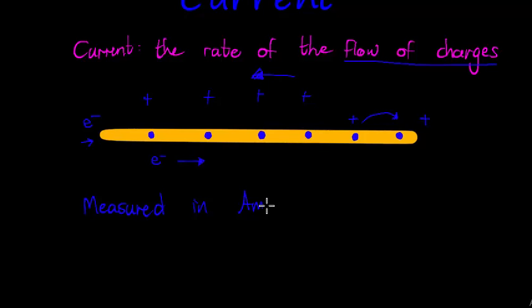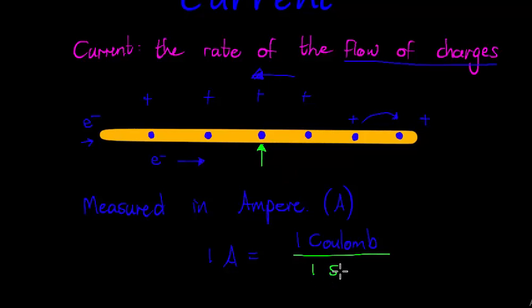Ampere is a unit, A, and this is what 1 ampere means. 1 ampere means that we have 1 coulomb, and if you're wondering what a coulomb is, don't worry, I'm going to explain. 1 coulomb passes each point per second. So 1 ampere means that every second, a charge of 1 coulomb will pass this point.